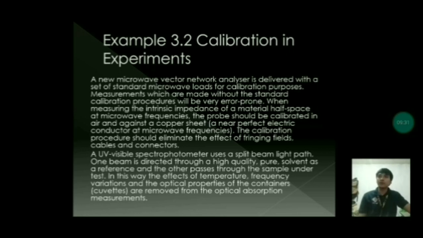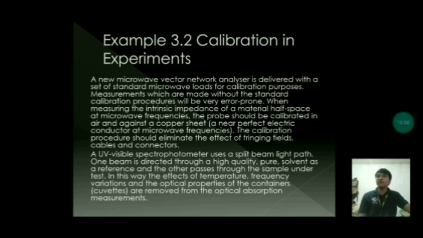A new microwave vector network analyzer is delivered with a set of standard microwave loads for calibration purposes. Measurements which are made without the standard calibration procedures will be very error prone. When measuring the intrinsic impedance of a material half space at microwave frequencies, the probe should be calibrated in air and against a copper sheet or a near-perfect electric conductor at microwave frequencies. The calibration procedure should eliminate the effect of fringing fields, cables, and connectors.